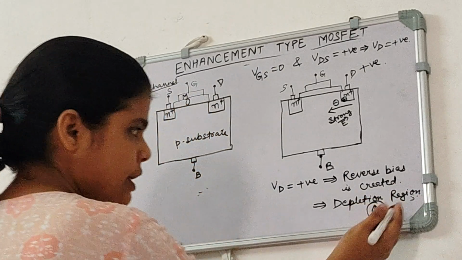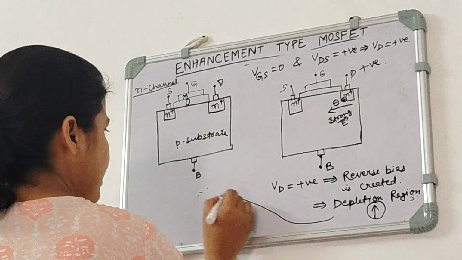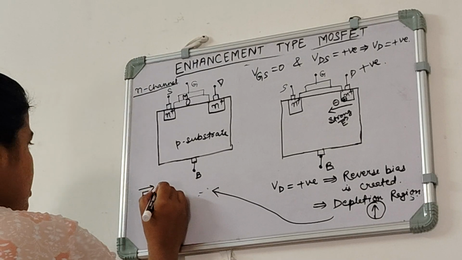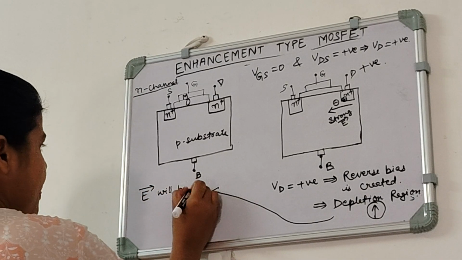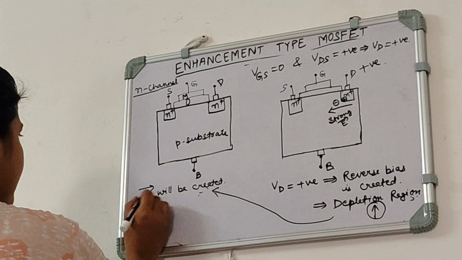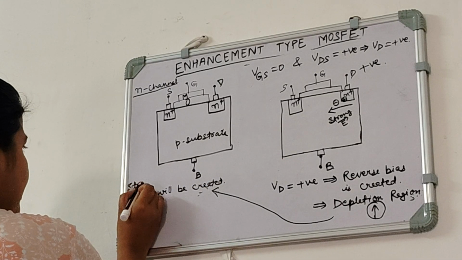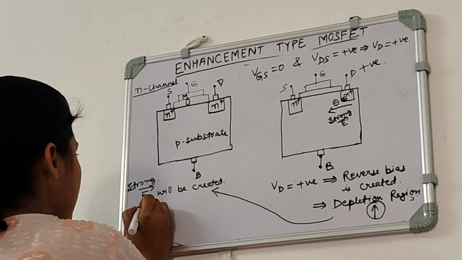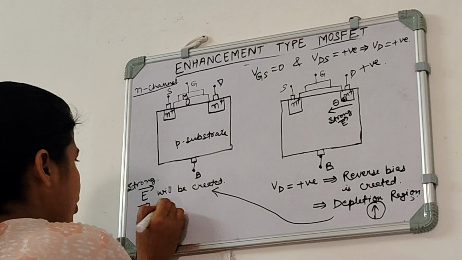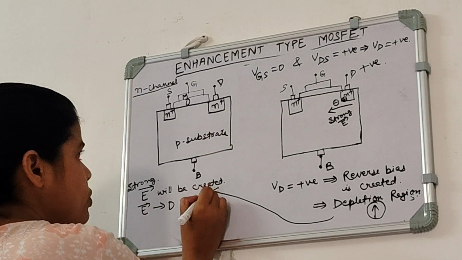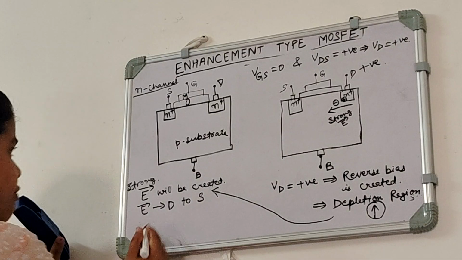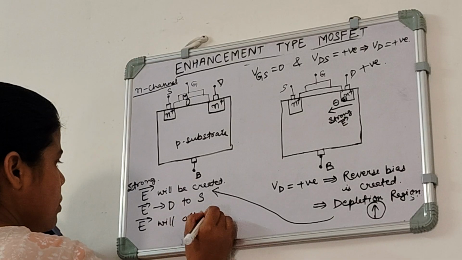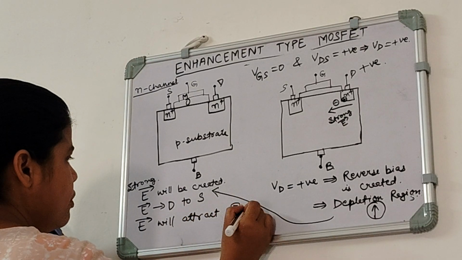And due to this increase in depletion region, we can write that we will have electric field, and that electric field will be strong. So strong electric field will be created, not just electric field. The direction of electric field will be from drain to source, and this strong electric field will attract electrons of source.